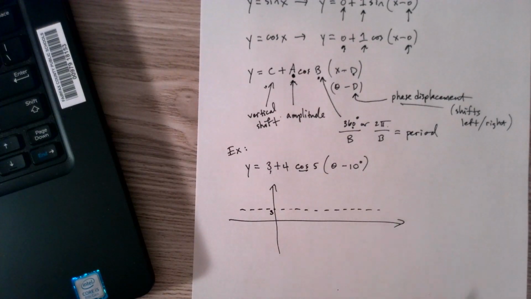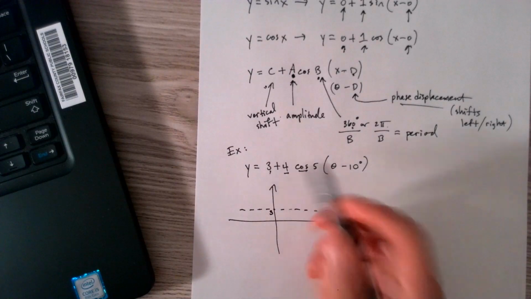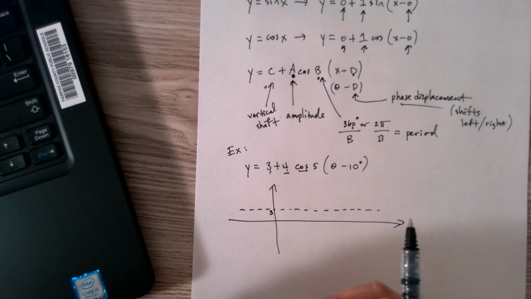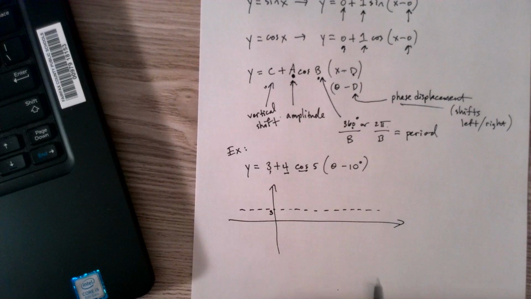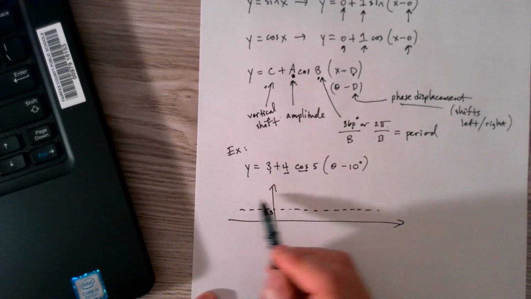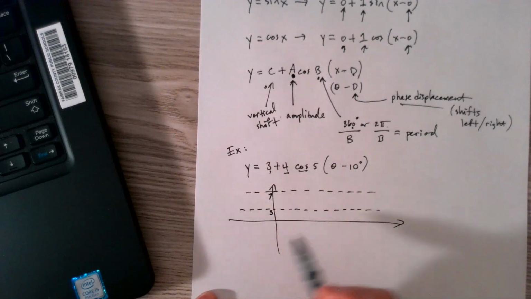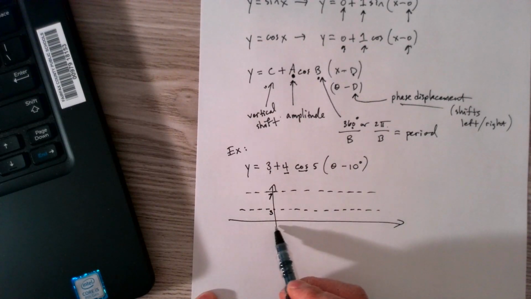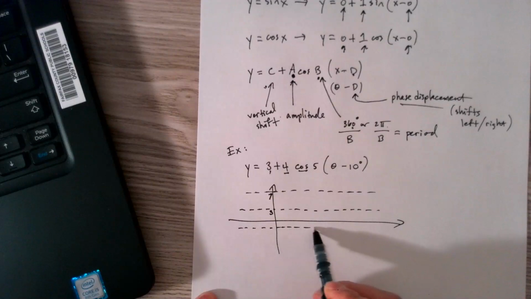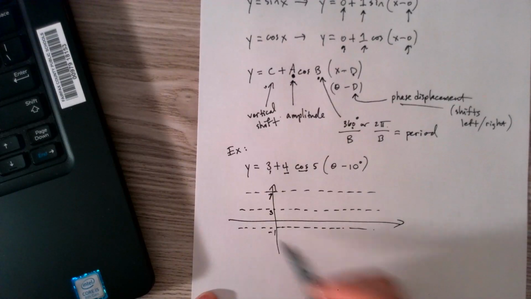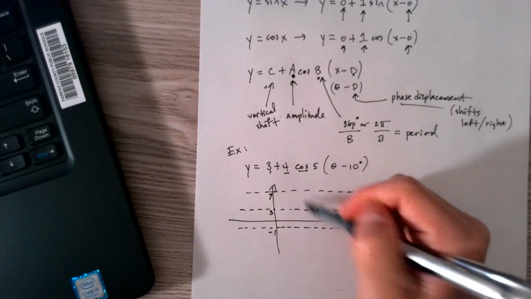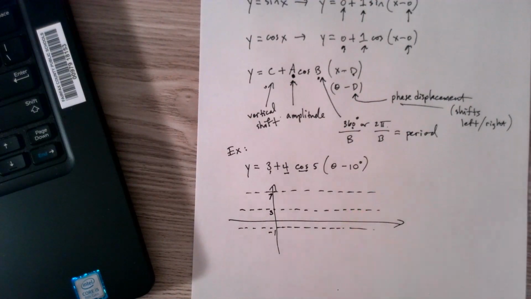There's my sinusoidal axis. Now my upper bound I will locate by identifying the amplitude and just going up 4 from this sinusoidal axis. So my upper bound is going to be 7, and my lower bound will be at -1. Okay, so now I got my framework. I know that I can't go higher than this dotted line, I can't go lower than this dotted line.